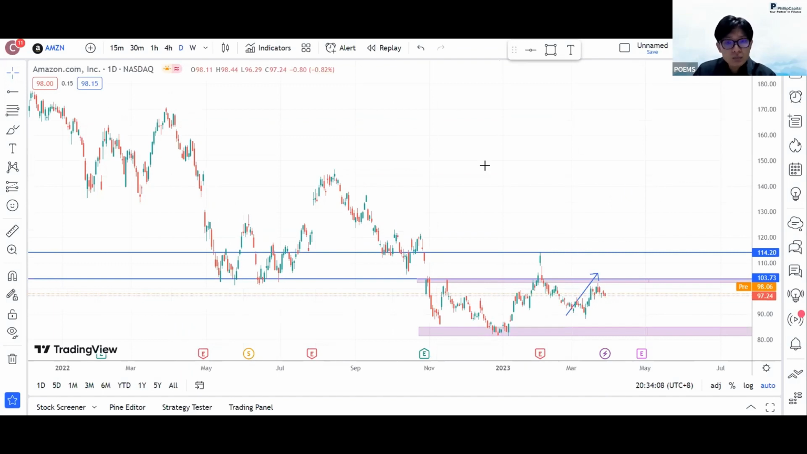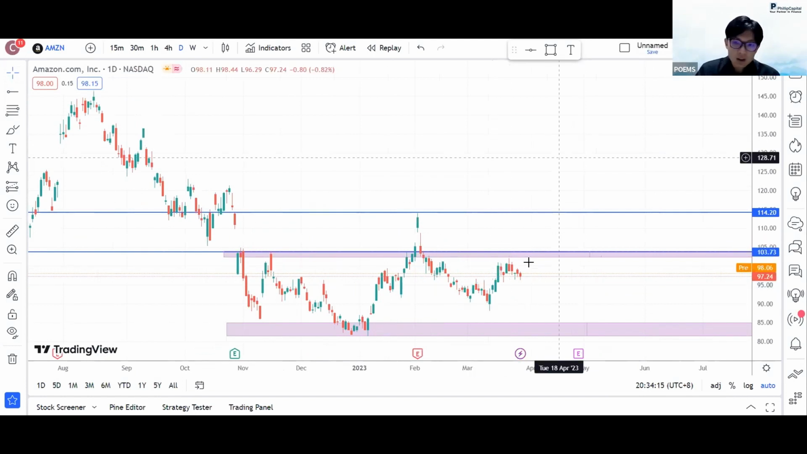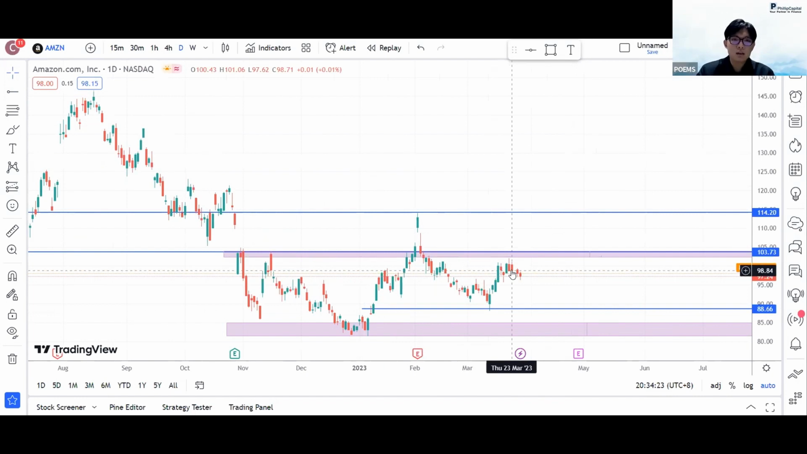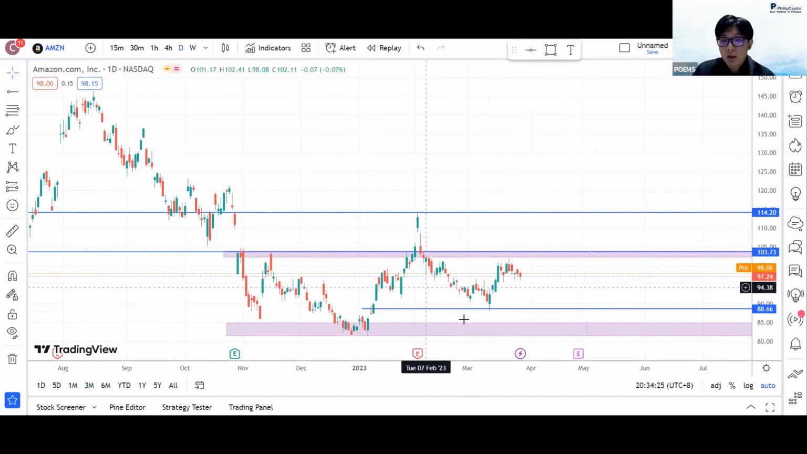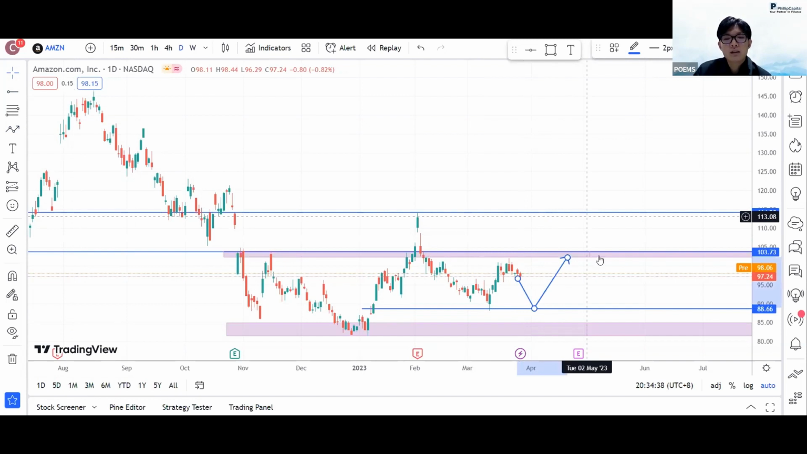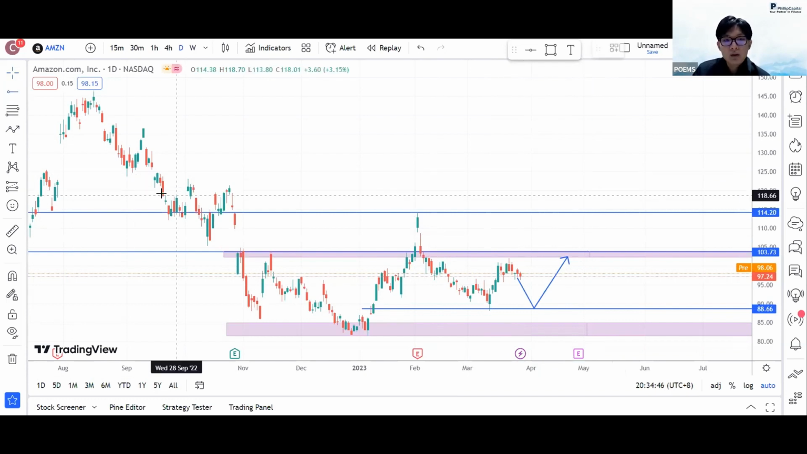Amazon, this one is very simple to see. It is a range bound area. Interestingly, they managed to tap off the 88.90 level, so they are showing more signs of bullishness. As long as they continue to stay above 90, I'm not saying they won't come back down to tap into this 90 level. But as long as they stay within this new range that they are trying to form, the probability of them breaking towards the higher end, going bullishly, will be higher.